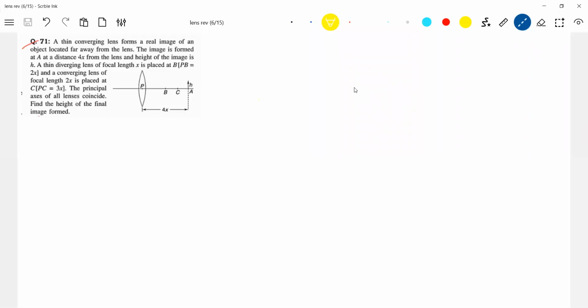Read the question. So we'll go for a set of diagrams. This is our principal axis. This is the first lens. Rays are coming from infinity. They will form an image at 4x. Okay, I think they're coming at an angle. Let's not bother. So finally the image is formed here, at a distance 4x.